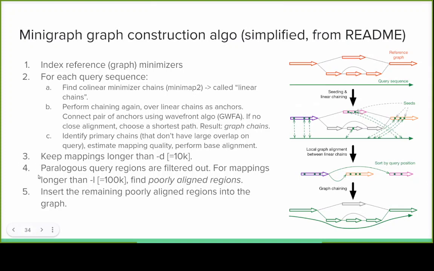Finally, from the filtered-out primary chains, you keep those which are poorly aligned to the reference, and those which are poorly aligned are inserted inside the original graph. That's how the graph is updated. That's the best of my understanding at roughly this level of detail of minigraph.